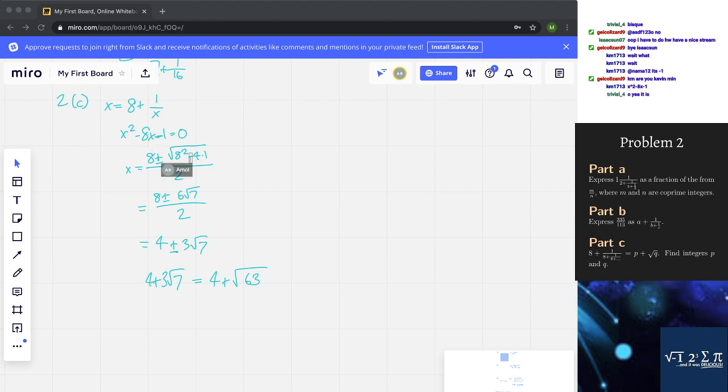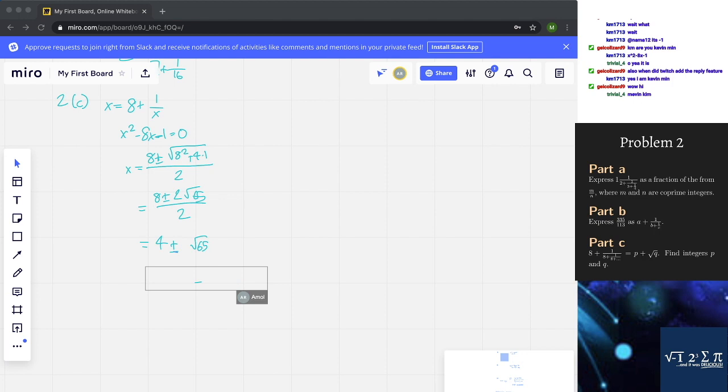And now this is 2 root big number. What? 2 root 65. But the same idea applies. I do not know when they added the reply feature. So 4 plus root 65 is our answer. Yay. Okay.